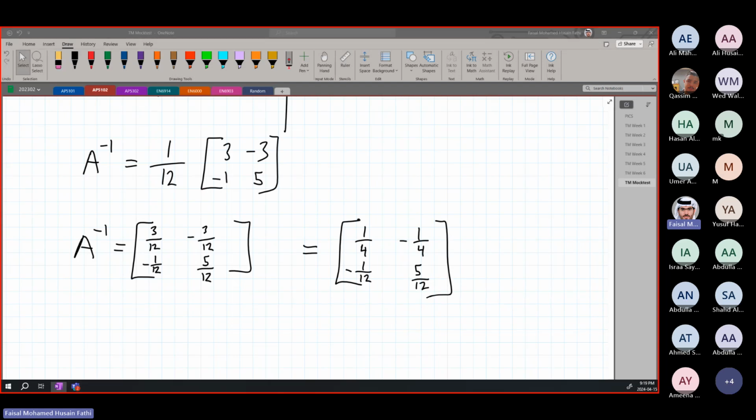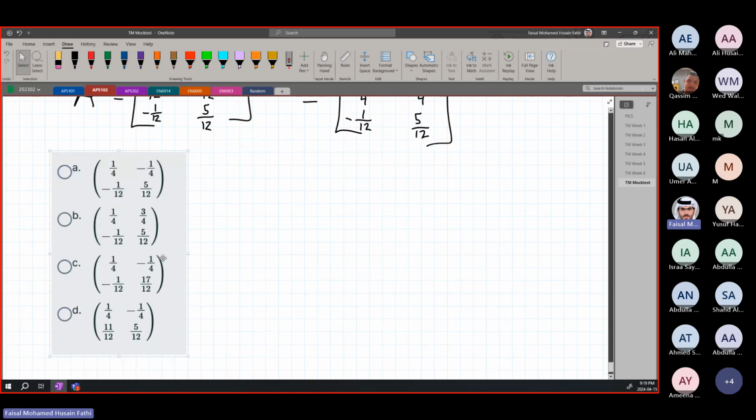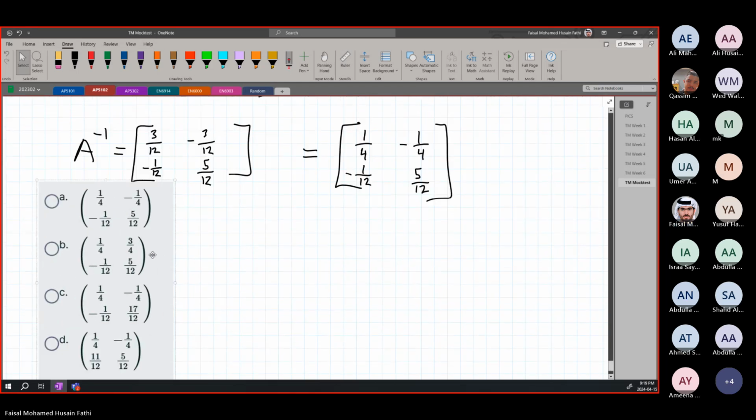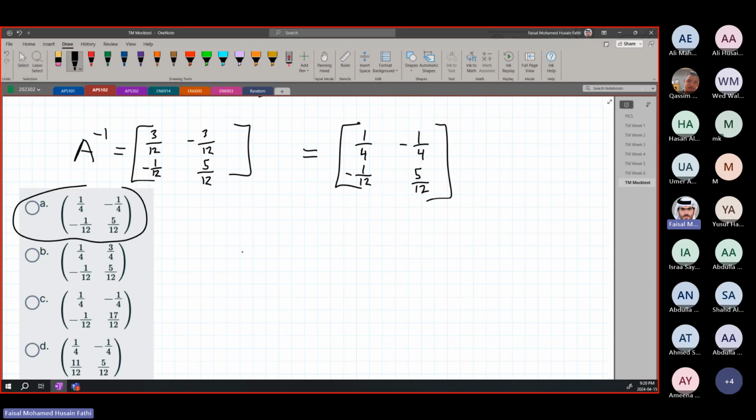So if we look at the solutions or the choices, these are the choices they are giving you. The first one is 1 over 4, minus 1 over 4, minus 1 over 12, 5 over 12. The first one is correct. This is your answer. Let's double check everything else. This has 3 over 4, it is wrong. This has 17 over 12, which is wrong. This has 11 over 12, which is wrong.